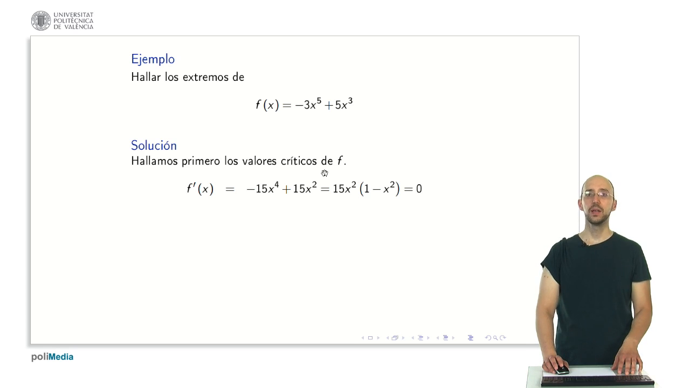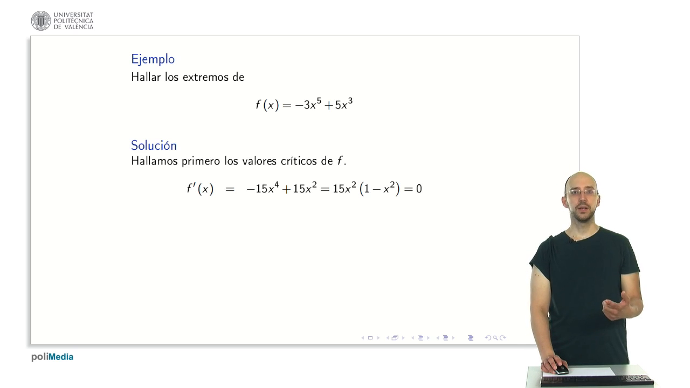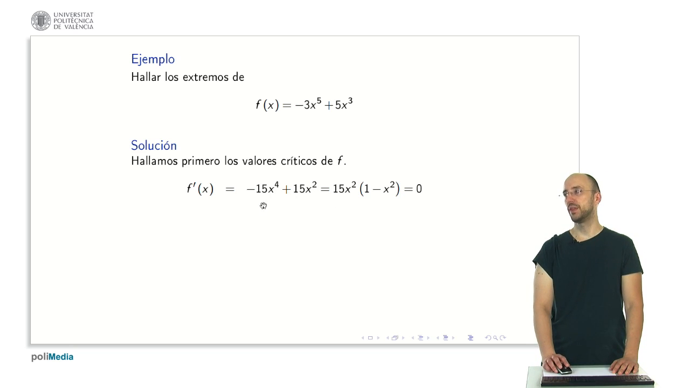By equating the first derivative to 0 and solving for x. Also note that in this case, we don't need to add any more values, because the first derivative is defined at all points. Here's the first derivative, which is straightforward. You can see that the 5 comes down, the 3 comes down, and you can factor out the common factor of 15x squared. This leaves you with 15x squared times 1 minus x squared equals 0.